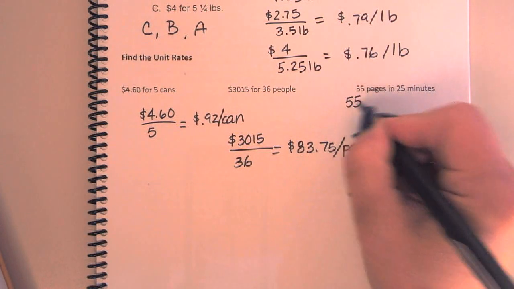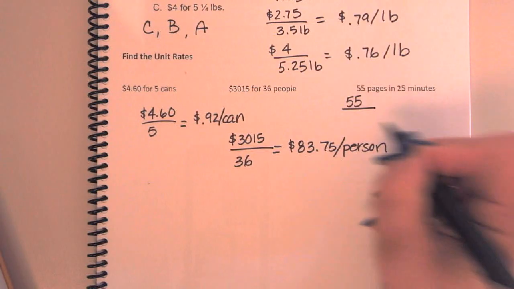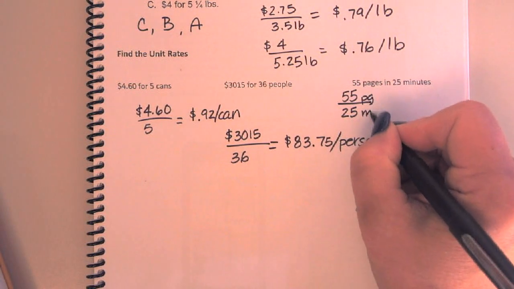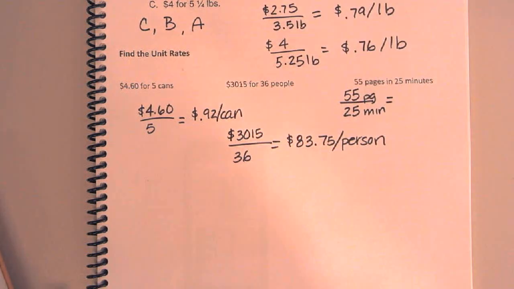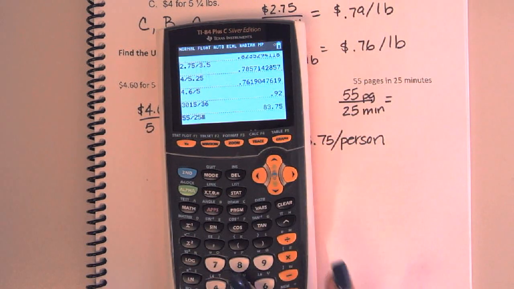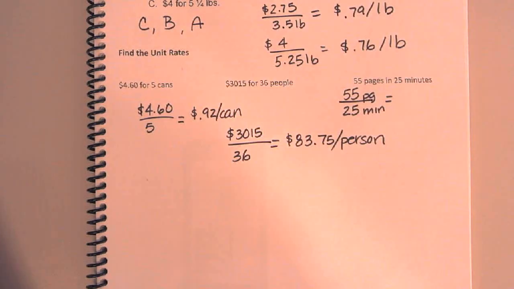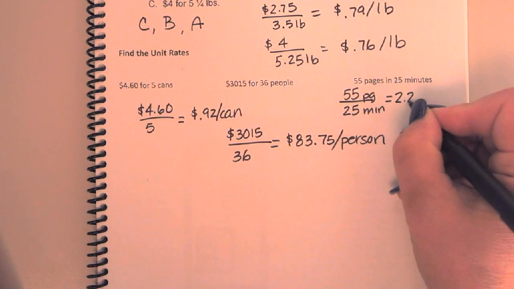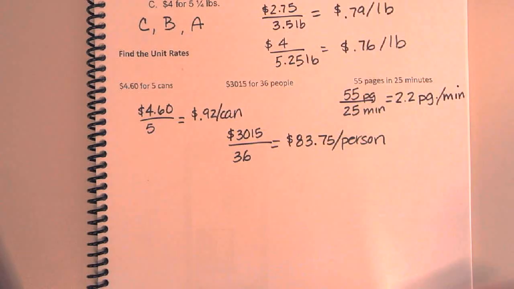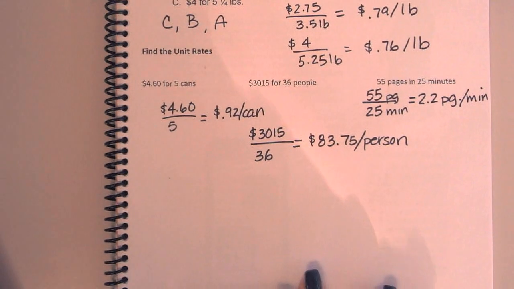All right, next I have 55 pages in 25 minutes. Okay, pages, minutes, if you want, you don't have to do it there, but you do it when you're done. You have to label it for the actual unit rate. 2.2, 2.2 pages per minute. And some things you can abbreviate, and that's totally okay.